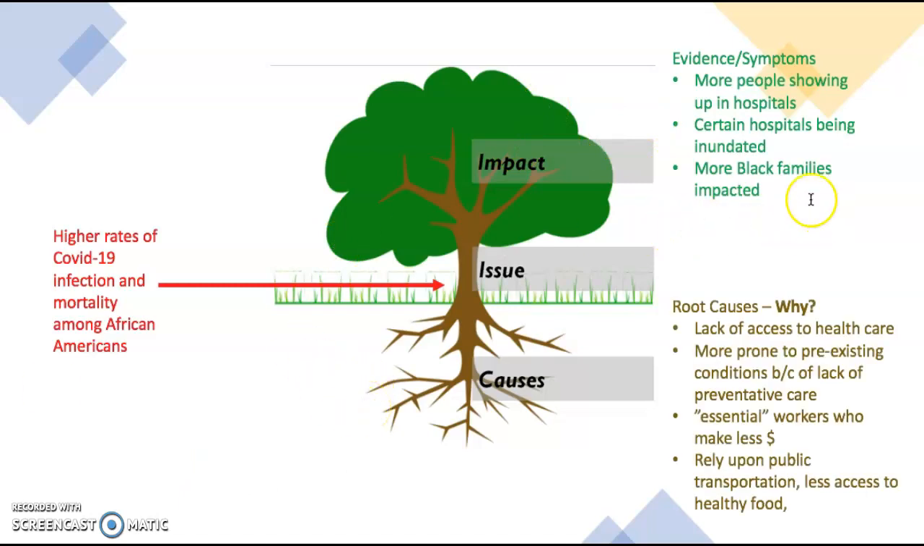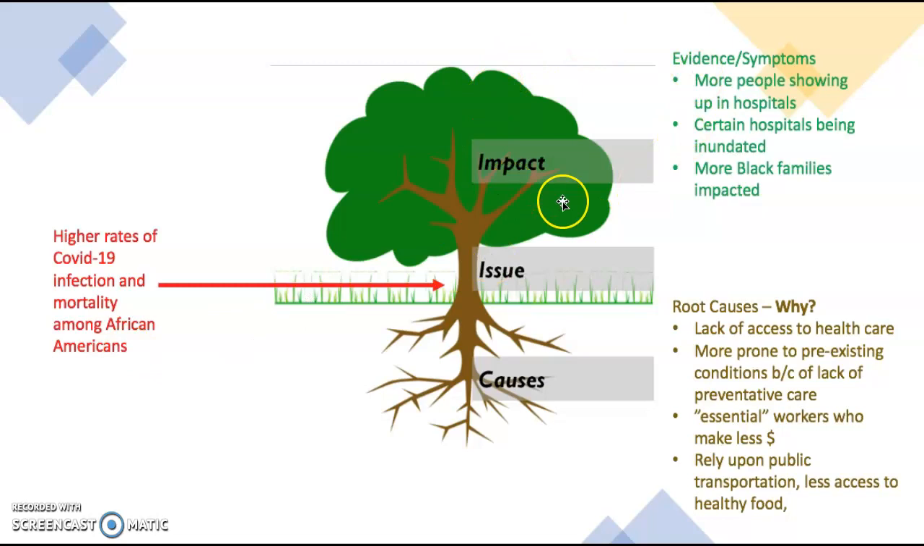But folks who are engaged in social change work, folks who are engaged in justice work, are going to be people who are starting to ask themselves the question, why? Why is it that we see higher rates of COVID-19 infection and mortality among African Americans?